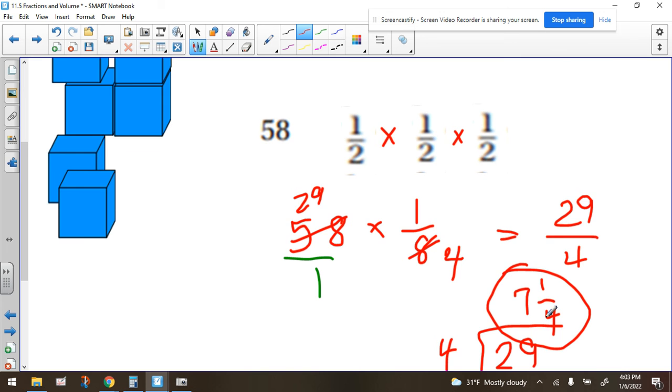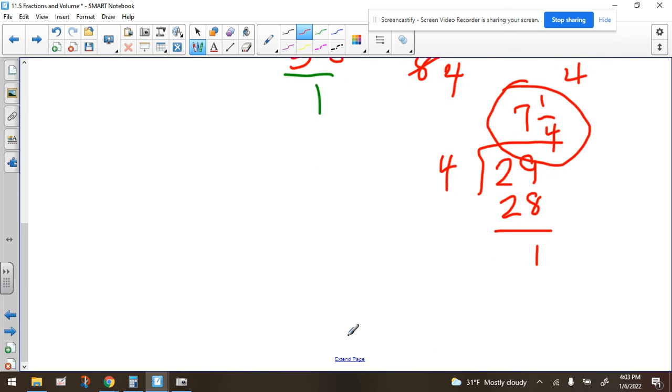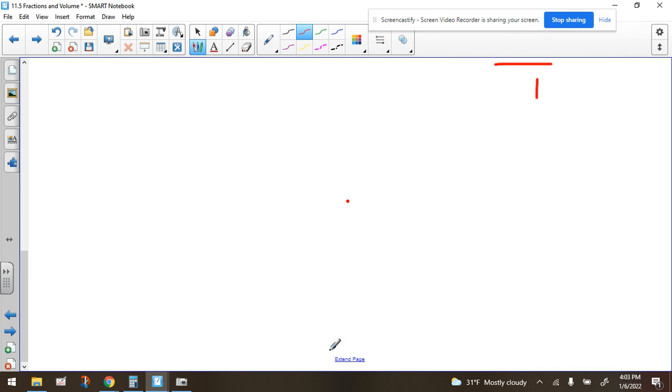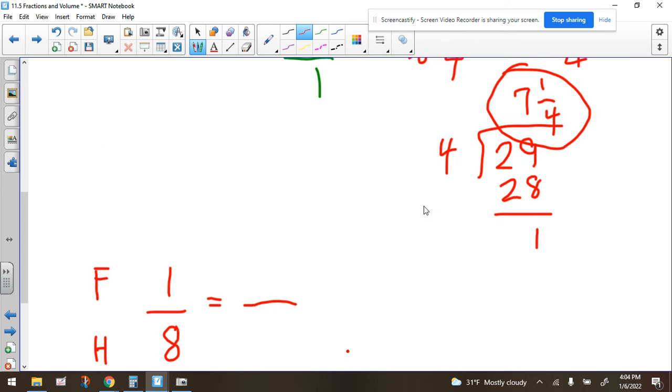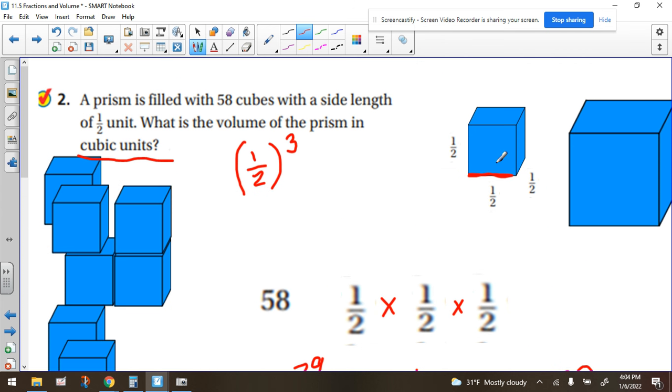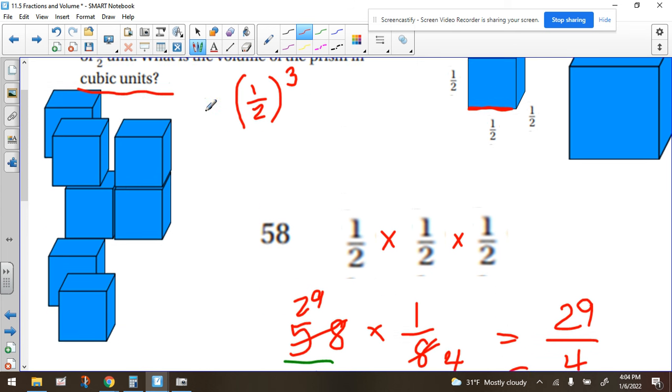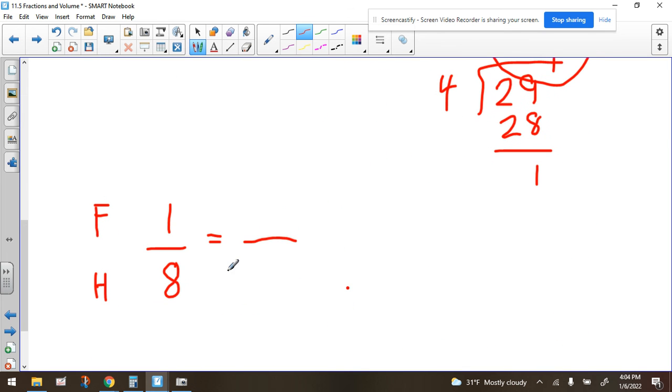Now, there's another way we could have gotten this answer, and I want to show you that as well. And it's the idea of using proportions. So when we think about that, we can think this is a 1:8 ratio. So for every 1 full cube, you need 8 of the half cubes. And we have 58 of the half cubes, right? So in the proportion, we would put that right here. And we're trying to solve for how many full cubes we need.